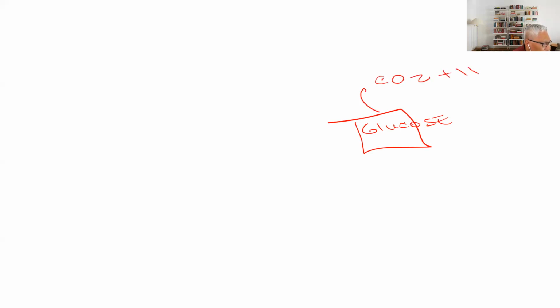So let me just illustrate that in here. All right. So when this is a cell, usually what we use for fuel is going to be glucose. And the offshoot of glucose is going to be carbon dioxide, water, and heat. So these are the things that are going to be disposed of as a result of metabolic activity with glucose as a fuel.